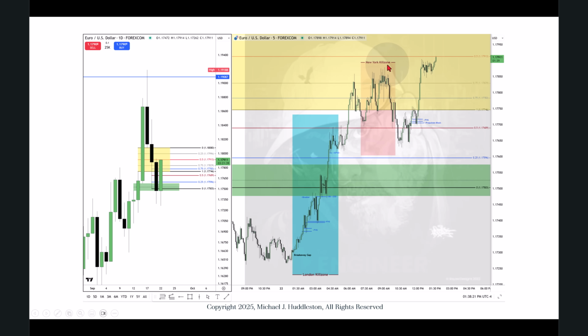And we had multiple attempts in here during the kill zone at the New York Open. And we break lower to clear up the sell side here. And then it springs higher after creating a fair value gap and trading into a propulsion block.